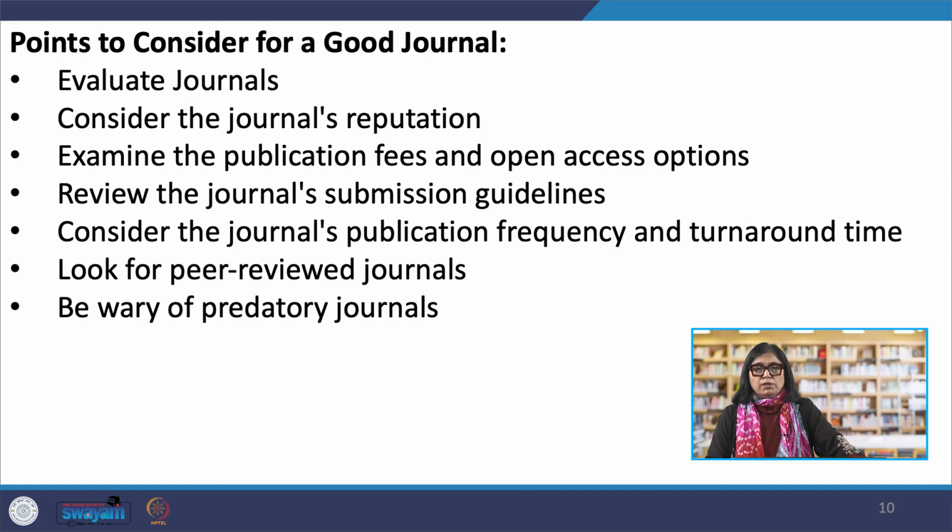Review the journal submission guidelines. Pay attention to formatting requirements, length constraints, and other specific instructions. Consider the journal's publication frequency and turnaround time. How quickly does the journal publish articles? This is a very important point. Look for peer-reviewed journals. This ensures that your work has been weighed by experts in the field. And be wary of predatory journals. Look for unprofessional language, excessive outreach, and lack of clear information.